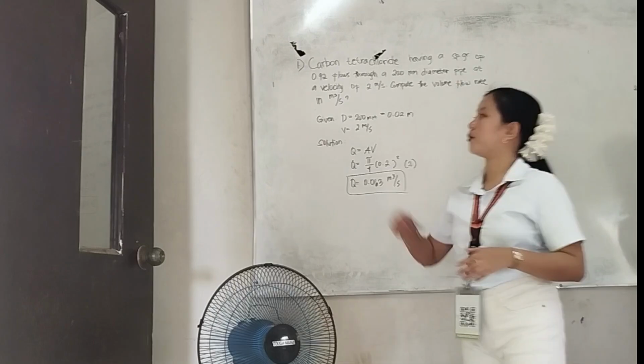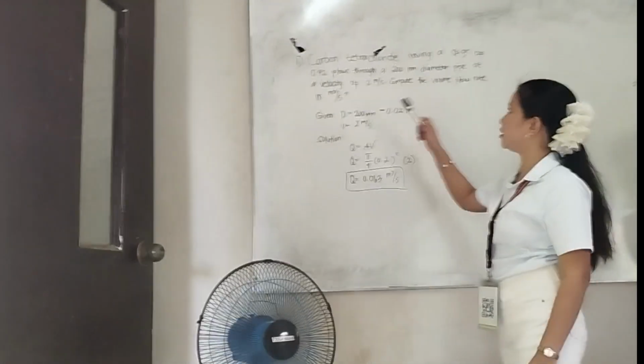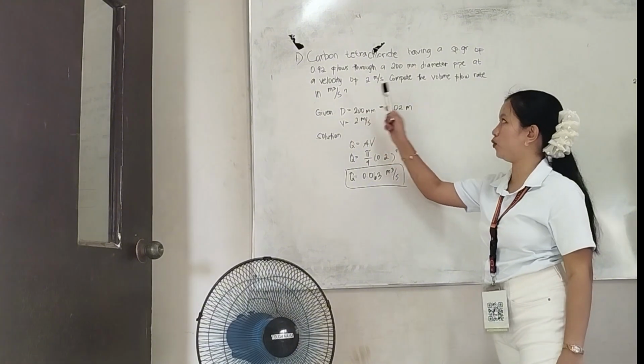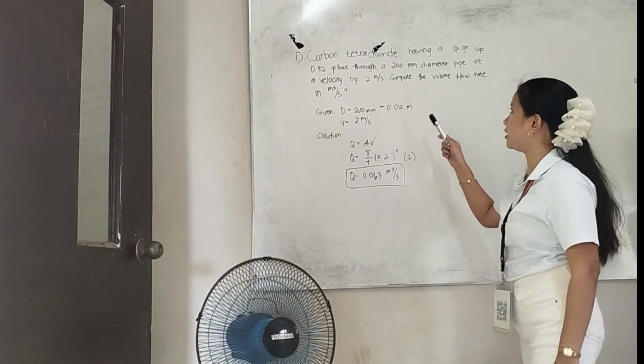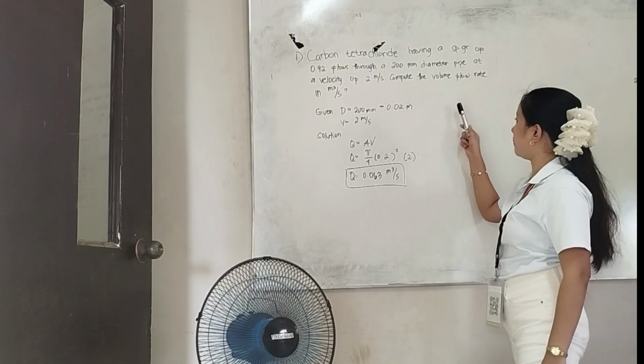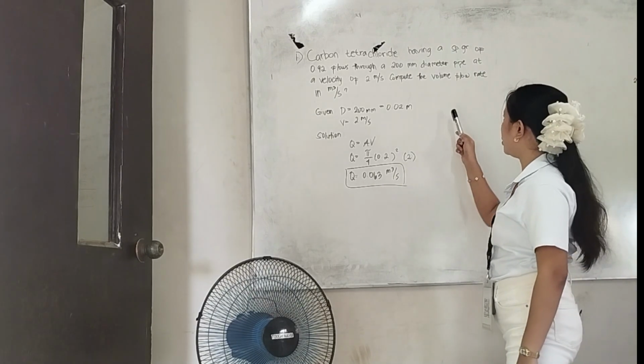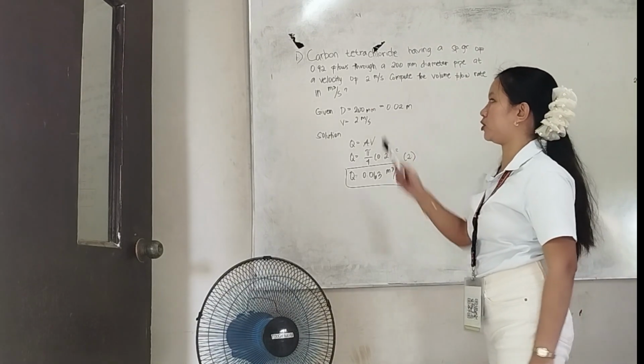Okay, so problem number 1, we have carbon tetrachloride having a specific gravity of 0.92 flows through a 200 mm diameter pipe at a velocity of 2 meter per second. Compute the volume flow rate in cubic meter per second.